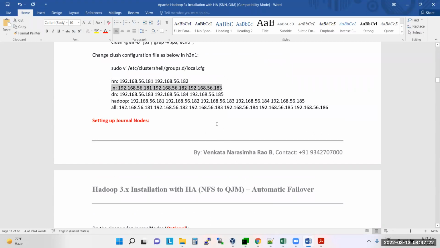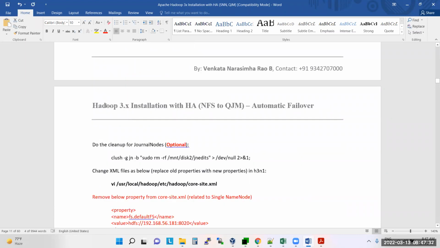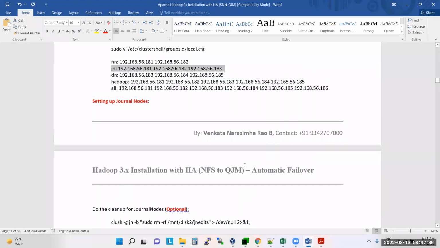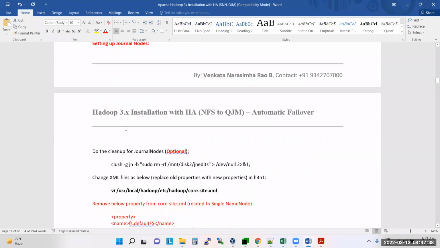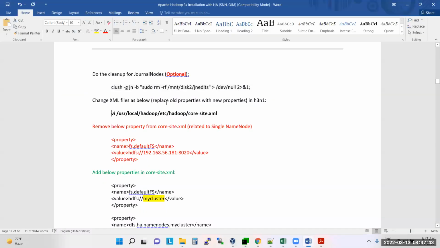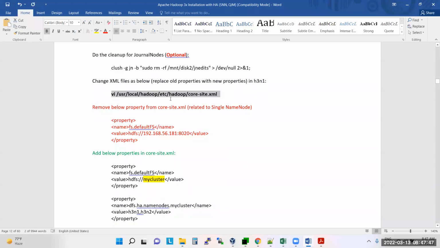Okay, sir. Secondary name node I deleted now. For name node, I added one more IP address. For general nodes, I added 3 IP addresses. Okay, sir. So now do the cleanup activity. So do the cleanup activity. Yes. Okay. So now open core-site XML.